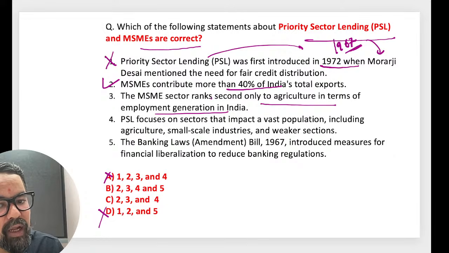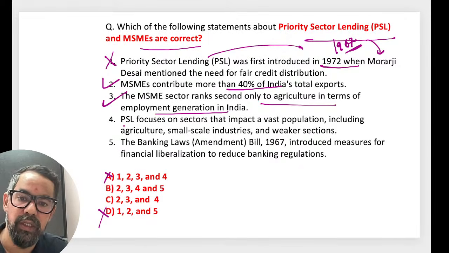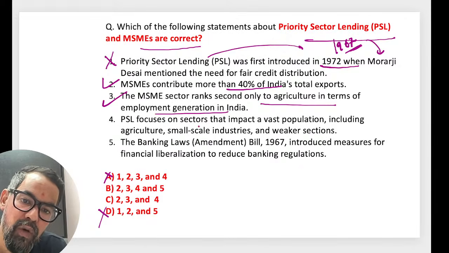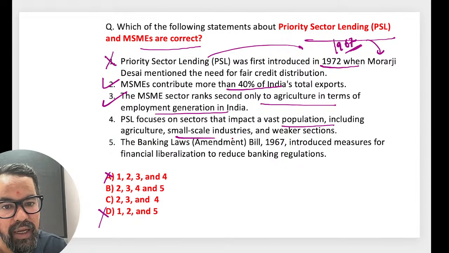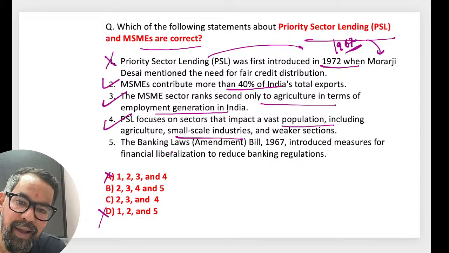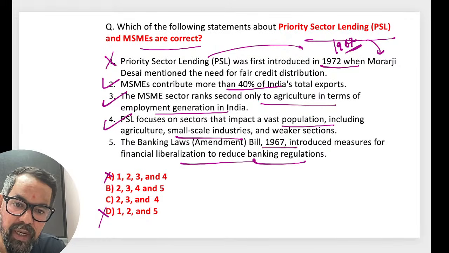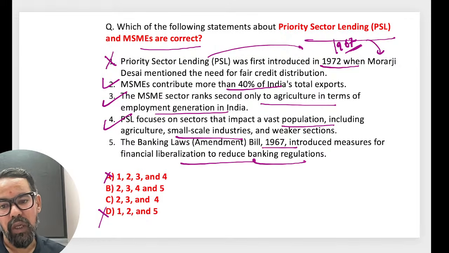So we talked about this just a while ago. I hope you remember this one. So the second largest sector which generates employment. It is dependency wise, right? PSL focuses on sectors that impact a vast population, including agriculture and small weaker industries. 100% true, no doubt. Banking Amendment Bill 1967 introduced measures for financial liberalization to reduce banking regulations.